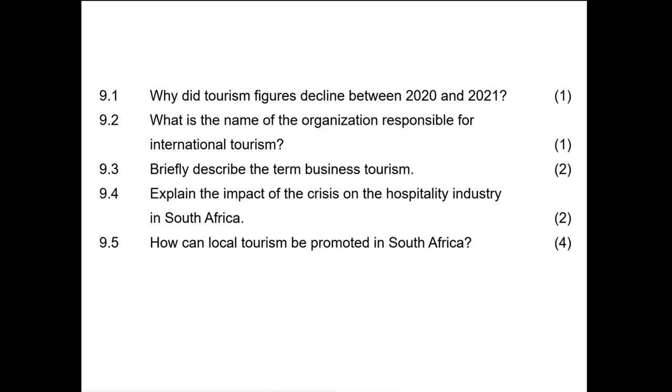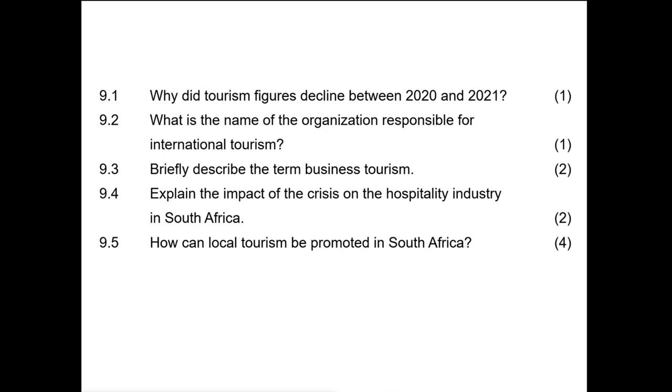Briefly describe the term business tourism or business tourist. What is a business tourist? Fairly easy, easy mark to say. Imagine getting these lovely questions in your paper too, guys.